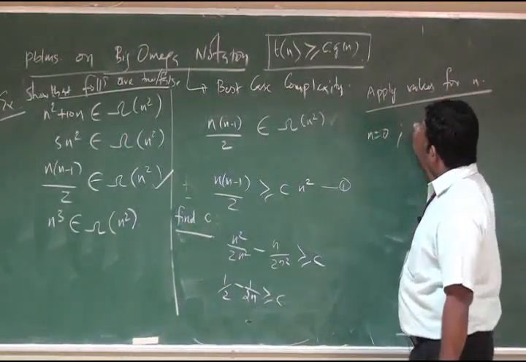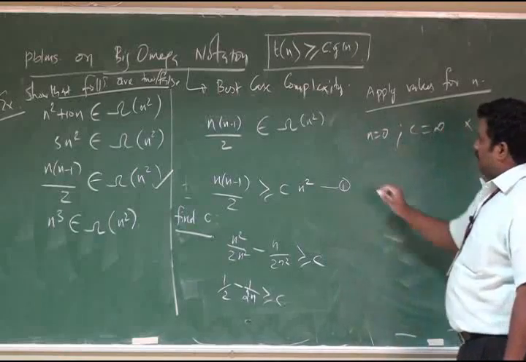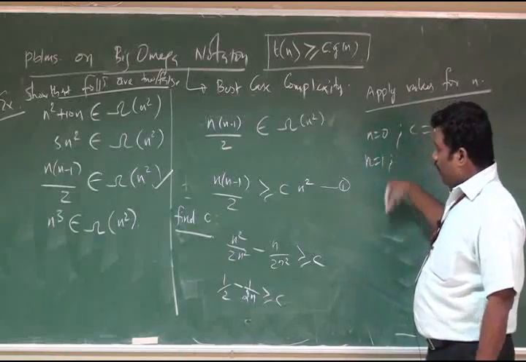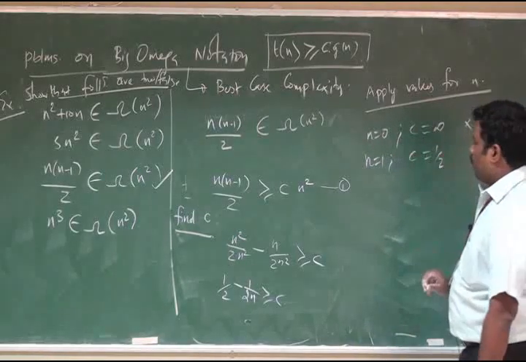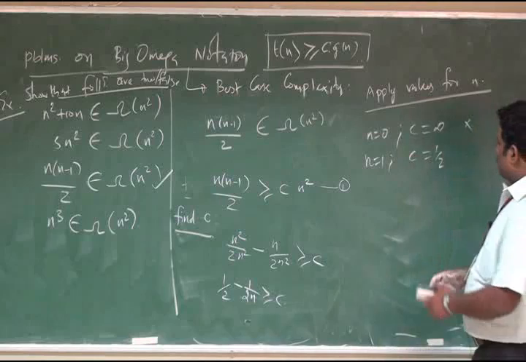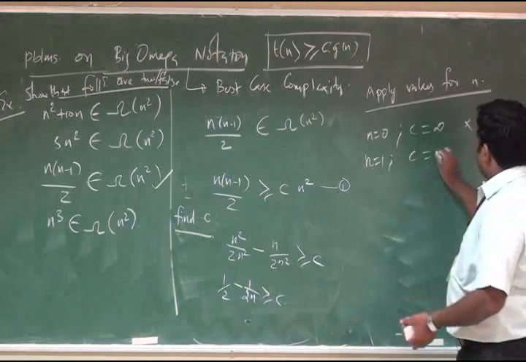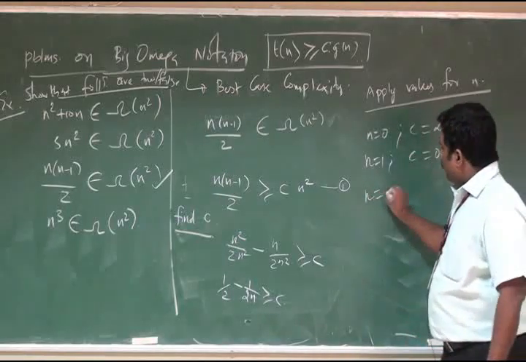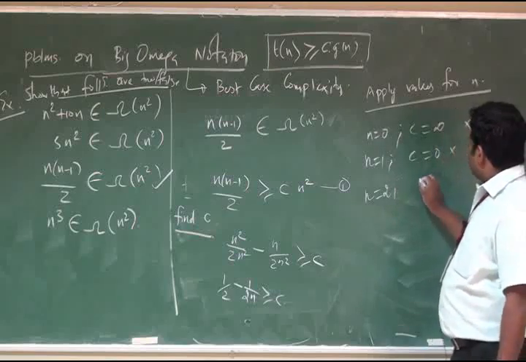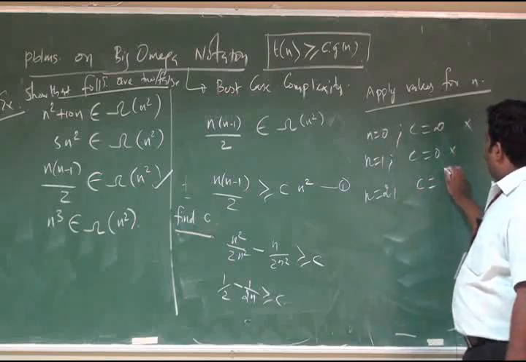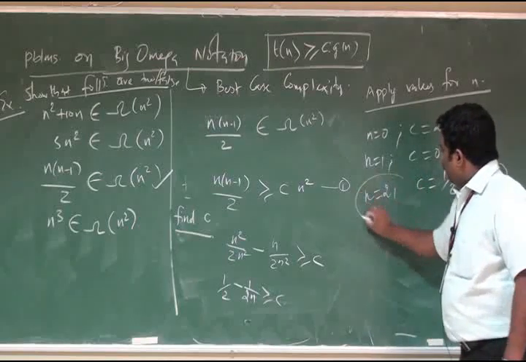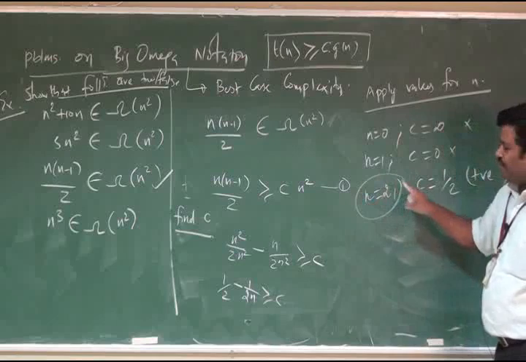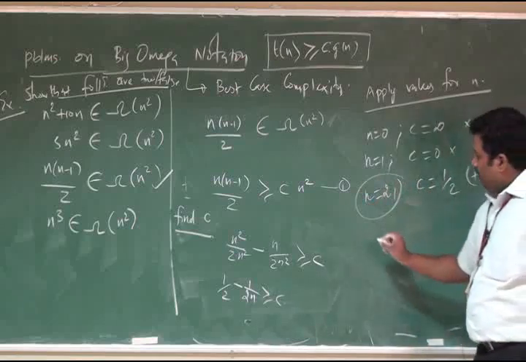When n is equivalent to 0, c leads to infinity. Don't select this. Now apply n equal to 1, you will have c equivalent to 0. Now apply n equal to 2, you are getting c equivalent to 1 by 2. It is the first positive value. You just select based on this input instance, find out the constant value.